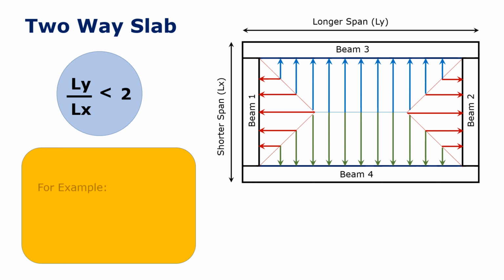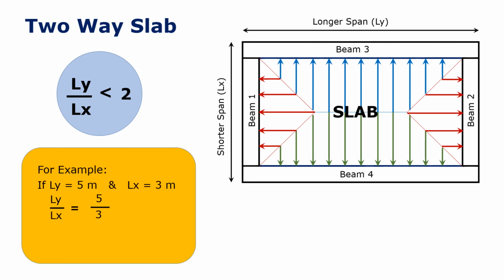Let's see an example so as to how we can determine the given slab is a two-way slab. Suppose if Ly is equal to 5 and Lx is equal to 3, then Ly by Lx will be equal to 5 by 3, which is equal to 1.667. Hence, the ratio of length by breadth is less than 2. Thus, this is a two-way slab. This type of slabs are mostly used on the floors of multi-story buildings.